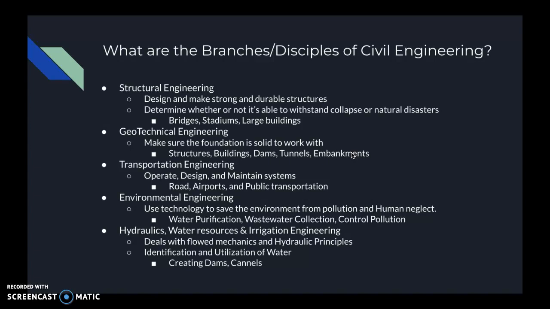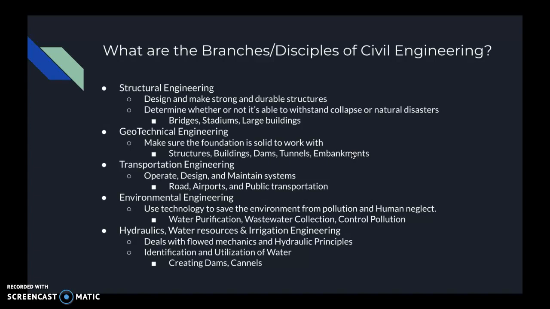Transportation engineering operates, designs, and maintains systems, such as roads, airports, and public transportation. Environmental engineering is different from the last three. It uses new technology or researches new technology to save the environment from pollution and human neglect. Some examples are water purification, wastewater collection, and controlling the pollution.